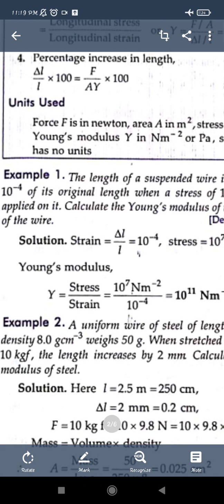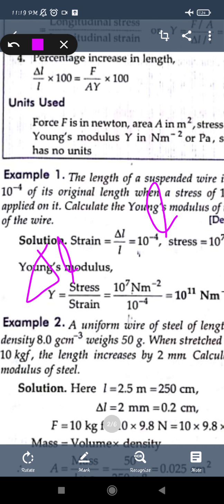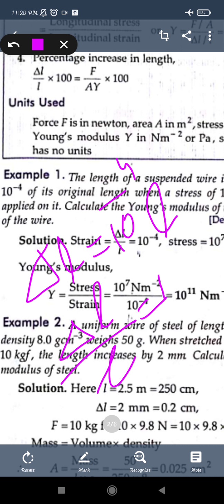So how can we show this? If you have the original length as L, the change in the length is 10 to the power minus 4 times the original length. So del L upon L will be given as 10 to the power minus 4. Similarly, what else is given? The stress is 10 to the power 7 Newton per meter square.